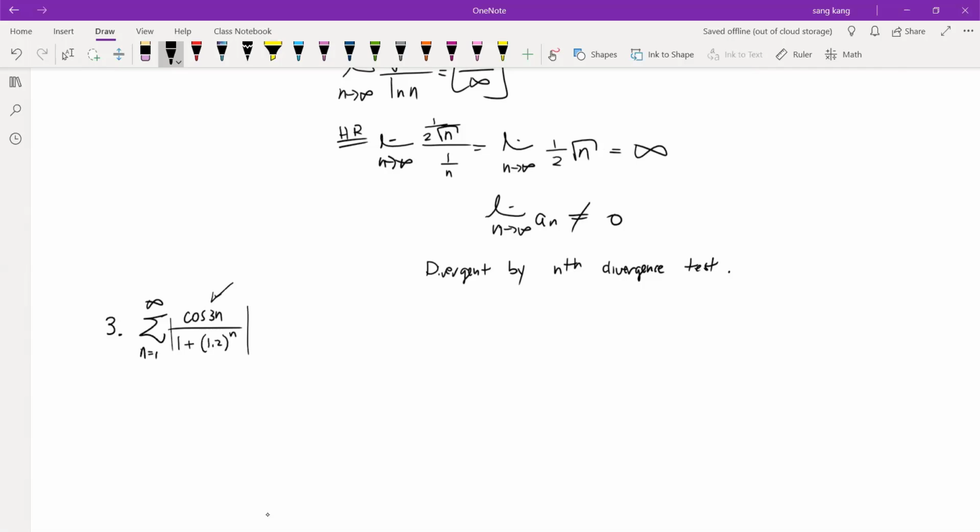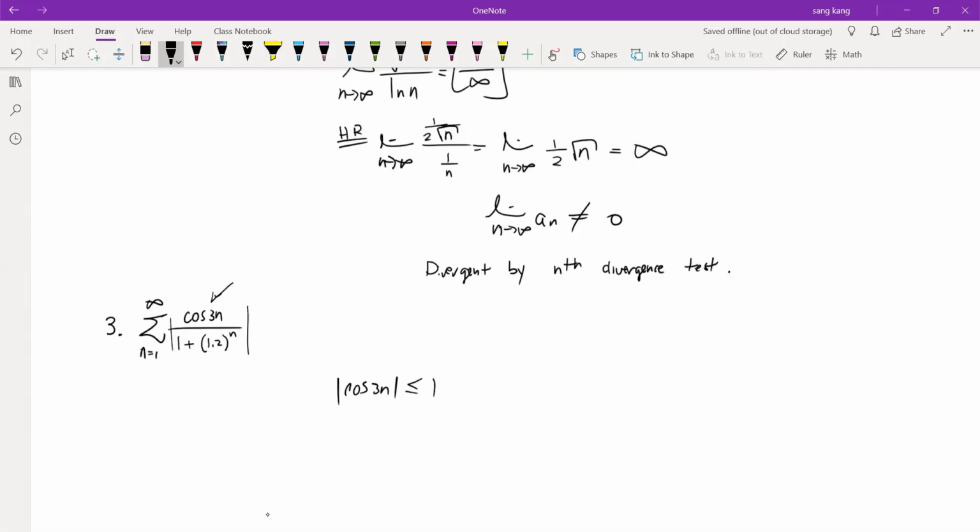3n, I'm thinking let's use either a comparison test or limit comparison test, right? Because I know that the cosine is bound by some limits. So we know cosine of 3n, the largest number this can be is 1. So this has to be less than or equal to 1. And since, again, I'm taking absolute value, I don't have to look at the negative one, right?